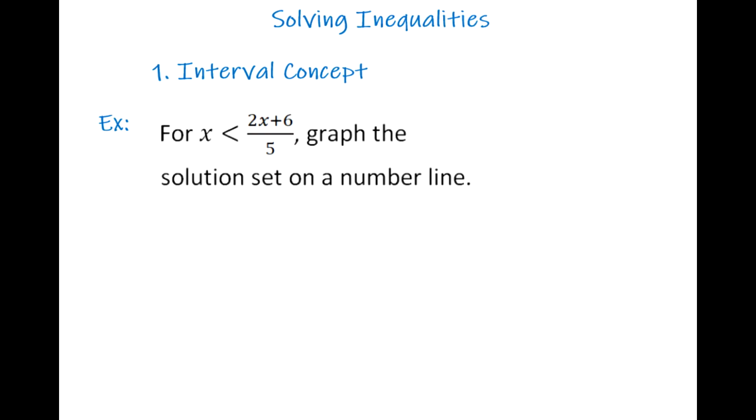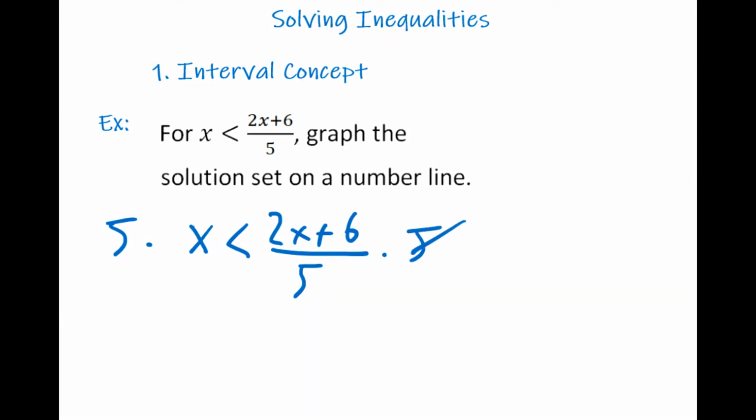We have a new question here, and it says for x which is less than (2x plus 6) divided by 5, graph the solution set on the number line. In such questions, guys, we need to find the interval of x, and let me write the question first. x is less than (2x plus 6) divided by 5. And because we have 5 in the denominator, just multiply both sides by 5 to get rid of that 5. In the next step, we're going to have 5x less than 2x plus 6.